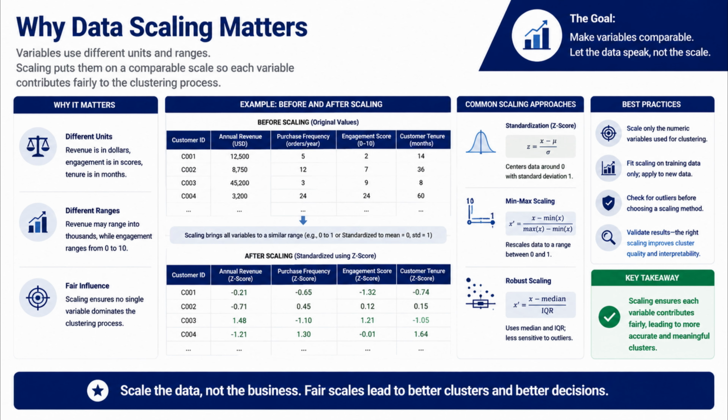Section 14. Why data scaling matters. Variables often use different units. Revenue may range into thousands, while engagement scores may range from 0 to 10. Scaling ensures no single variable dominates the clustering process. Without scaling, large numerical values may exert disproportionate influence on cluster assignments. Scaling helps create a fair comparison among variables and produces more balanced results.